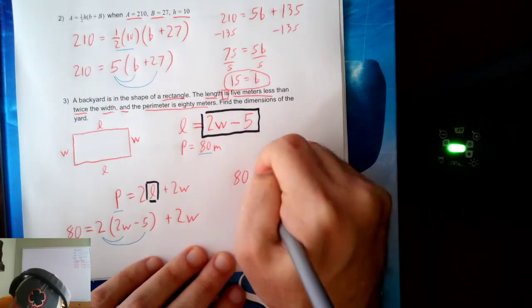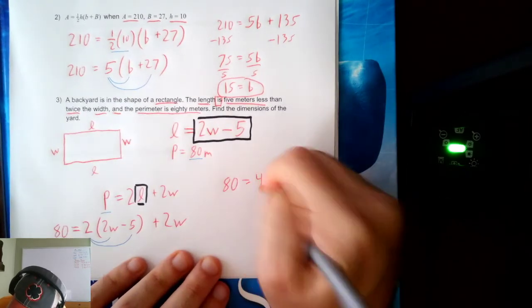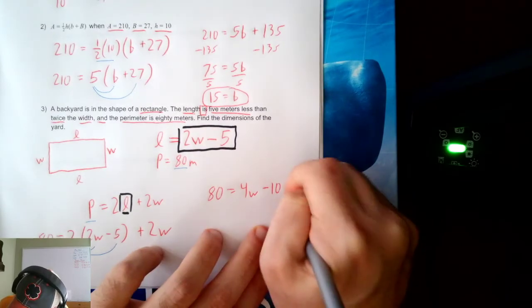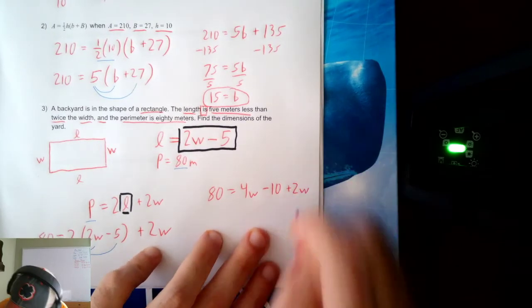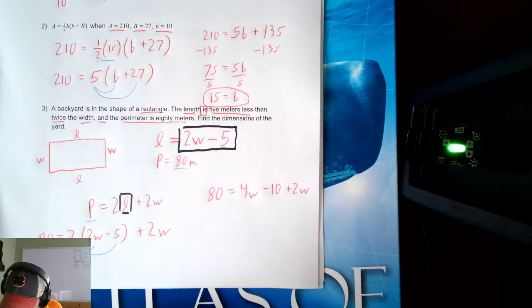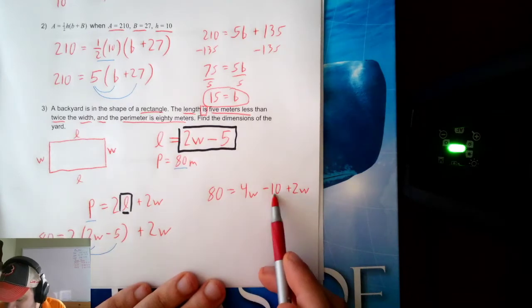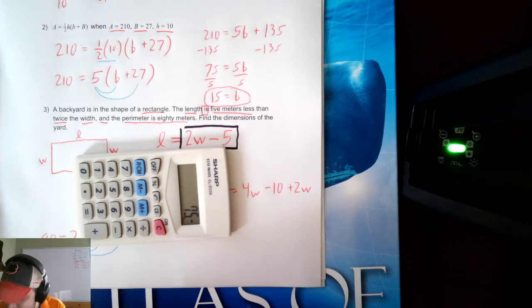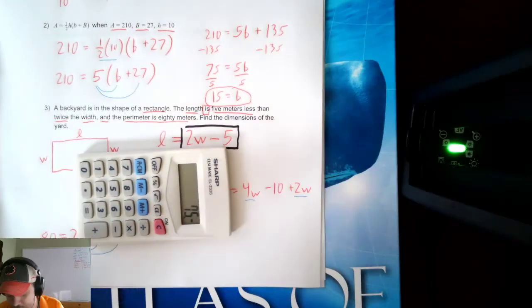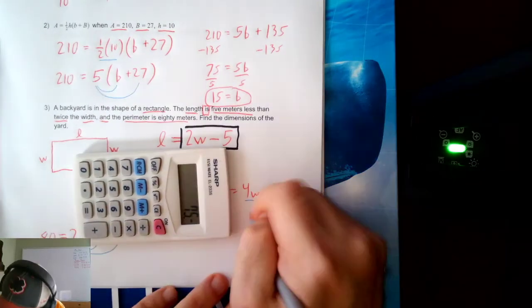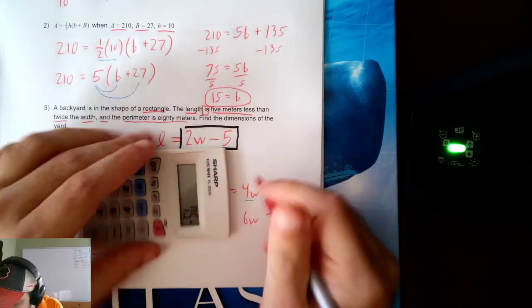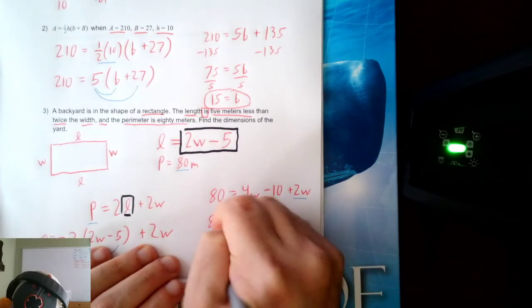Well, I have 80 equals 2 times 2 is 4W, 2 times minus 5 is minus 10, plus 2W. So I get 4W minus 10 plus 2W. I notice on the right-hand side, I've got some like terms, 4W and 2W. So I'm going to combine those. 4W plus 2W is 6W, and I still have a minus 10, and that should be equal to 80.